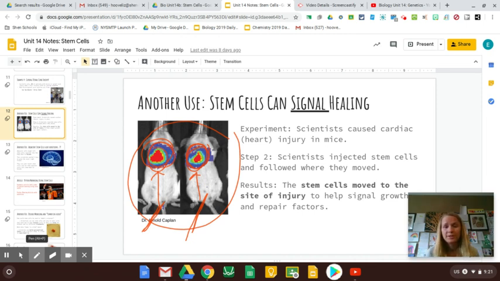So you could just say, okay, well, I don't really know how to make an exact heart cell. So I'm just going to inject some stem cells into this person's body, and they should migrate to the site of injury and just help you heal.